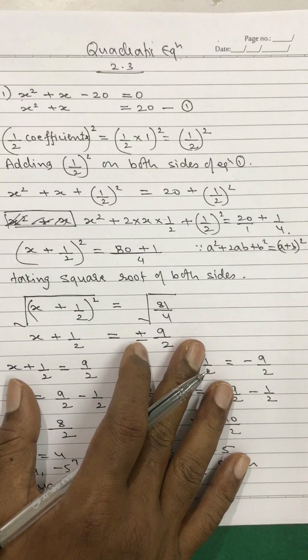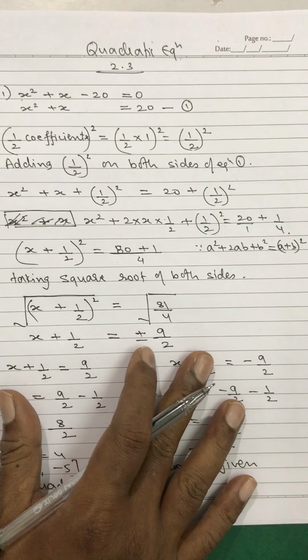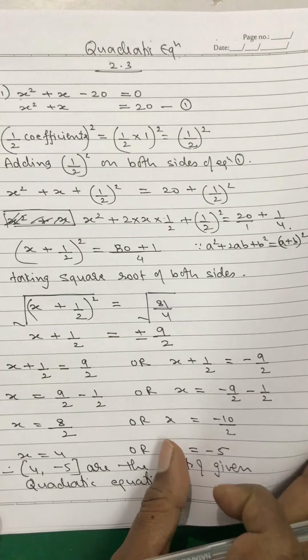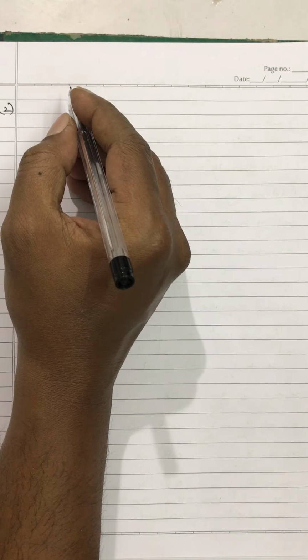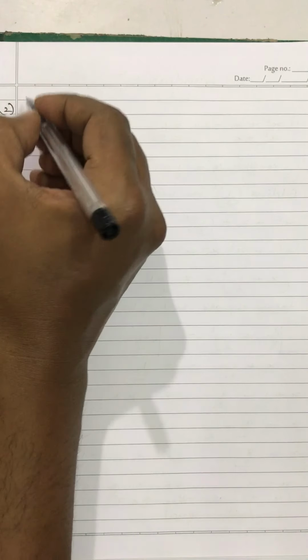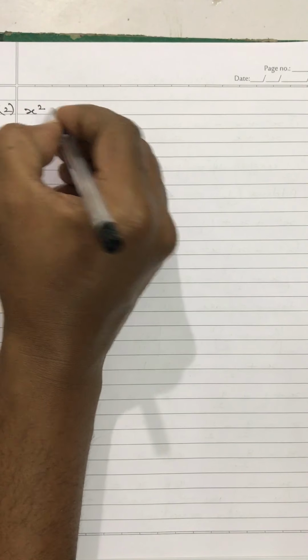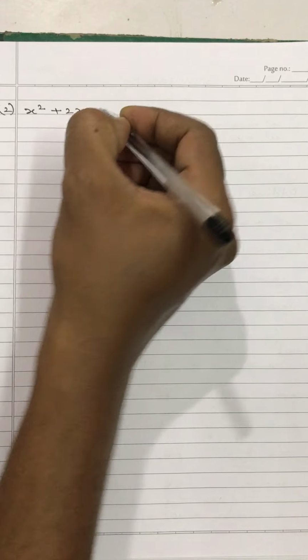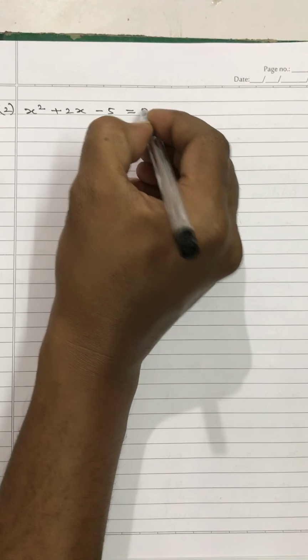My dear students, you can do one thing: you can solve this very question by the factorization method also, and then counter check your answer. That will really give you nice practice of both the methods. Your answer should come the same whether you do it by the factorization method or by the completing the square method. The second question given to us is x square plus 2x minus 5 is equal to 0.